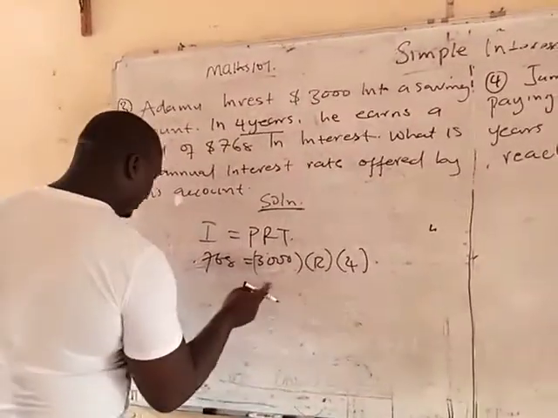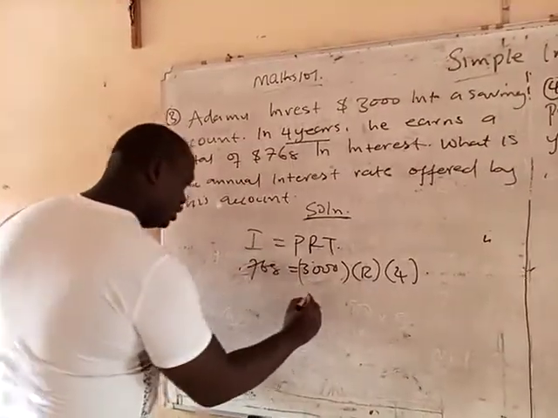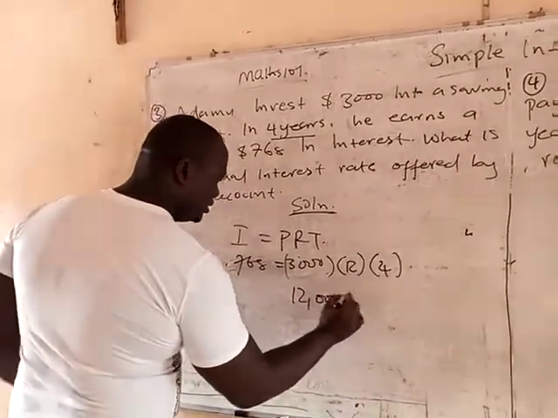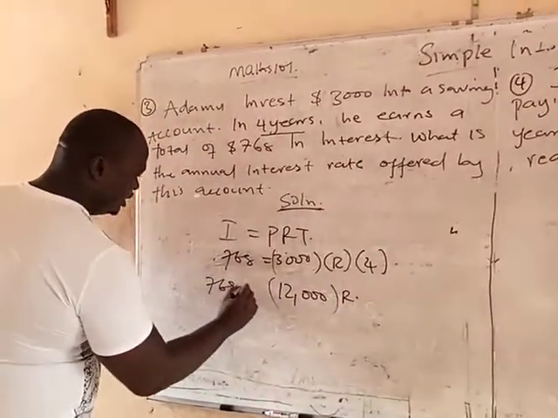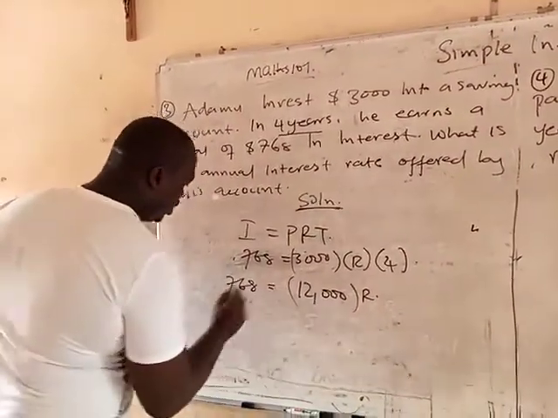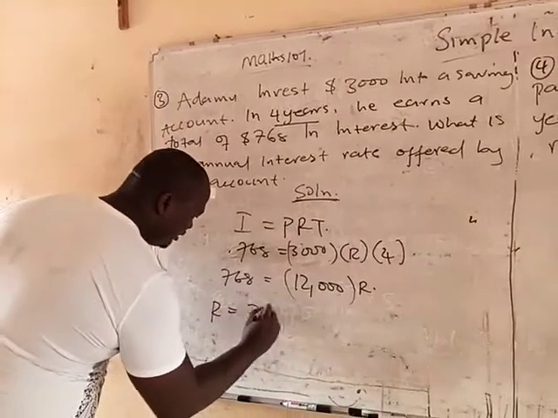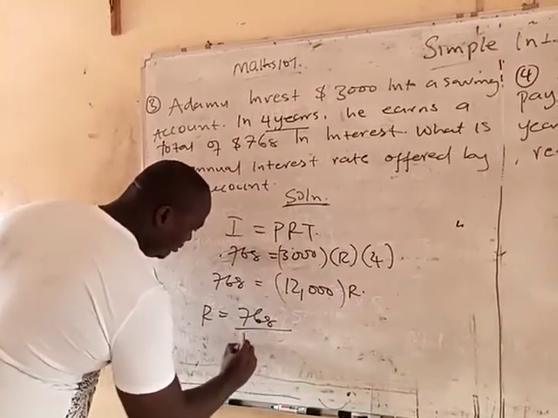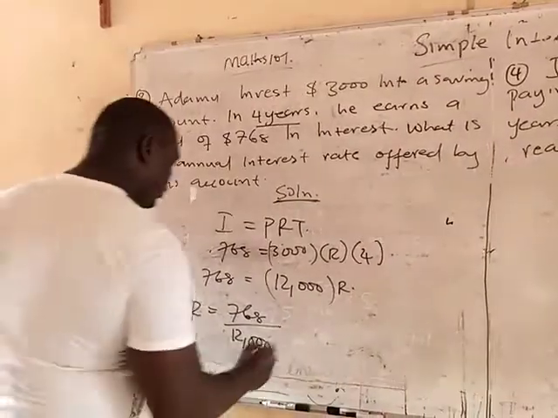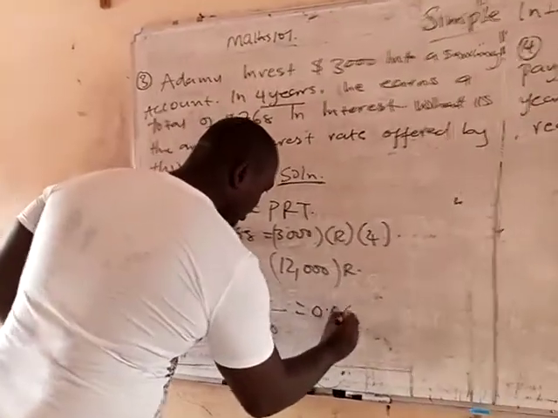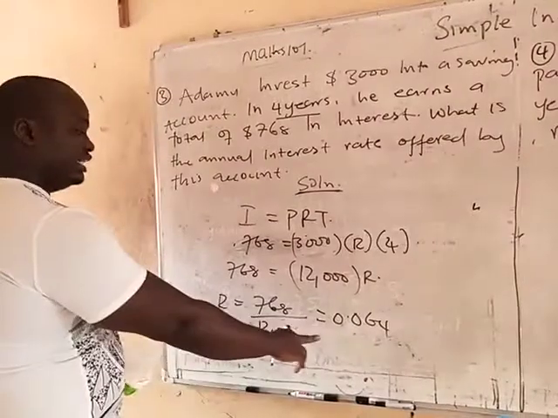So this times this should give you 12,000, right? And then you have R here. So here is 768, which is equal to this. So all you have to do is 768 divided by 12,000. And this should give you 0.064. And this is in decimal.